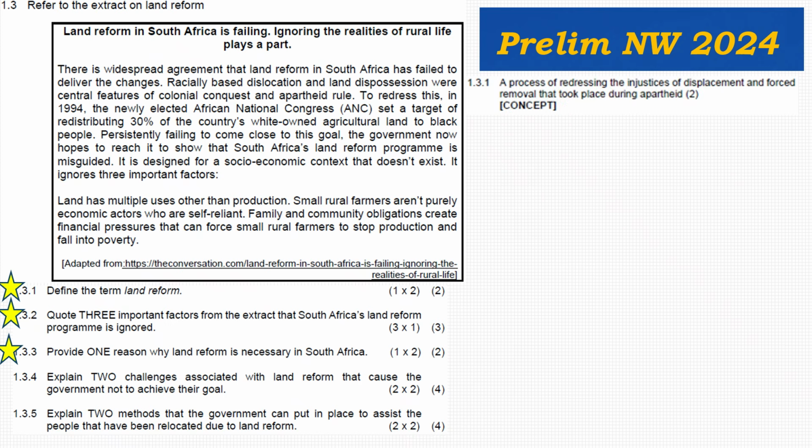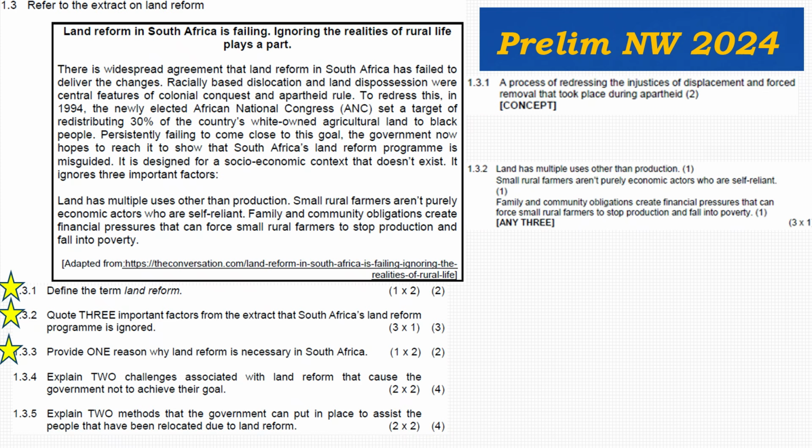Question 3.1 says define the term land reform. Here's the definition: it is the process of redressing injustices of displacement and forced removals that took place during apartheid. In simple terms, you can just say that it is about bringing equitable distribution and access to land to previously disadvantaged people in South Africa. We are redressing injustices of the past by giving people back the land or access to land.